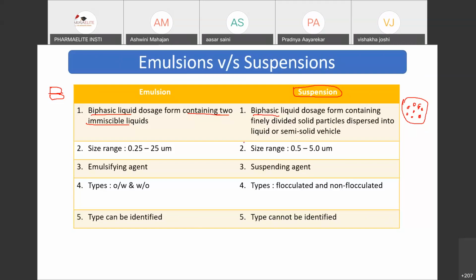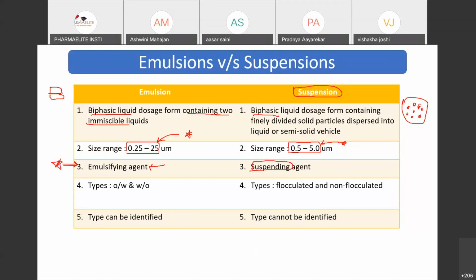Now, one of the major differences is the particle size. When it comes to emulsions, they are in the particle size range of 0.25 to 25 micrometers. But in case of your suspensions, the particle size is in the range of 0.5 to 5 microns. Here is the major difference. Rest, it's not that greatly important. In case of emulsions, you will have an emulsifying agent. In case of suspension, you will have a suspending agent. We'll talk about this. These are very important from an entrance point of view. It will be in the upcoming slides.